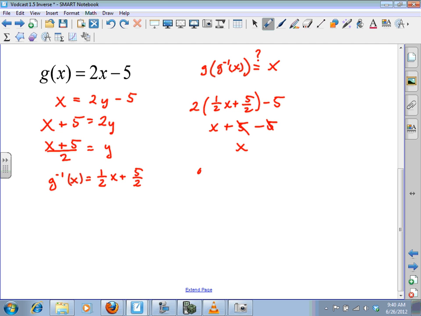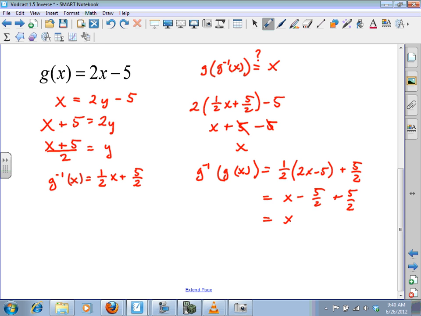It also should be true, you should be able to check it this way, g inverse of g of x. g inverse would be 1/2, and then plug in g of x, plus 5 halves, and see if we get x. We better get x, otherwise they're not inverses of each other. So distribute, and I get x minus 5 halves, and plus 5 halves, and this is equal to x. So they are inverses of each other. Yay. Okay. Have fun.